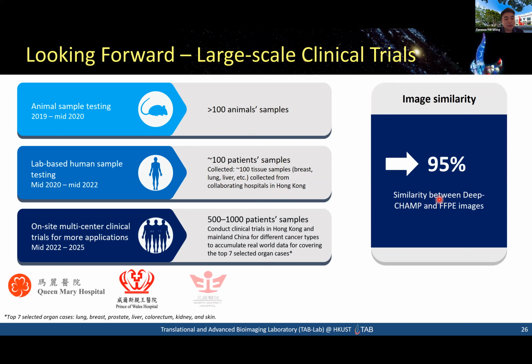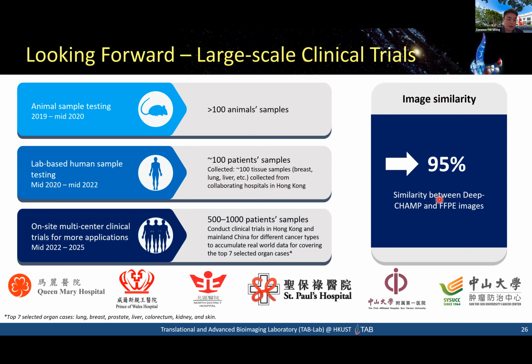So what's next is to go multi-center, because having everything in one center doesn't mean anything. We want to make sure it's very reliable, very stable, and we also want to push the case numbers to reach much bigger numbers such that people really trust it throughout. And we also selected the top 7 organs that we want to try out, including lung, breast, prostate, liver, colorectum, kidney, and skin, etc.